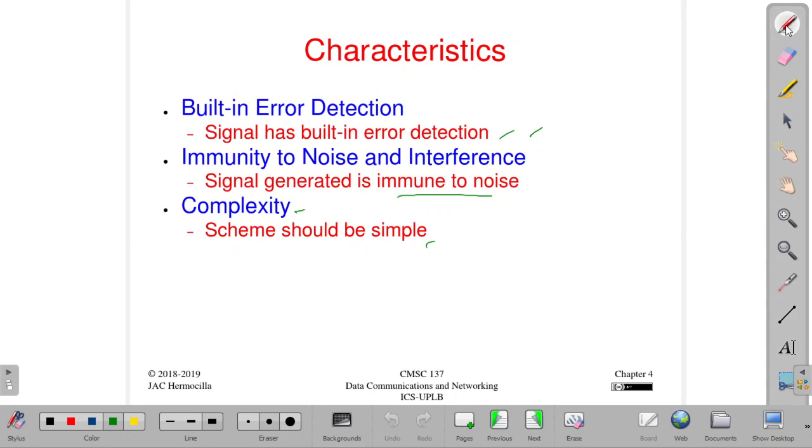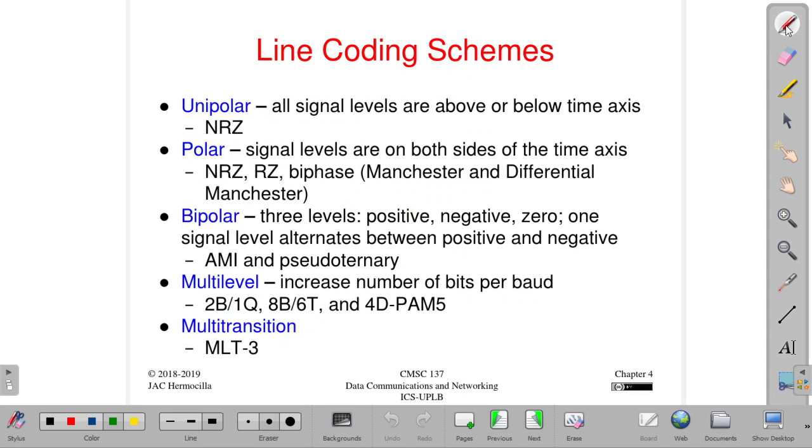So, given these definitions and some ideal characteristics of encoding schemes, let's now look at the different line encoding schemes. It's roughly classified into 5 classifications. The first one is unipolar. In the unipolar line encoding scheme, all signal levels are above or below the time axis.